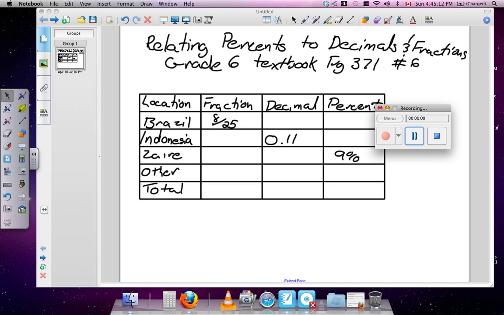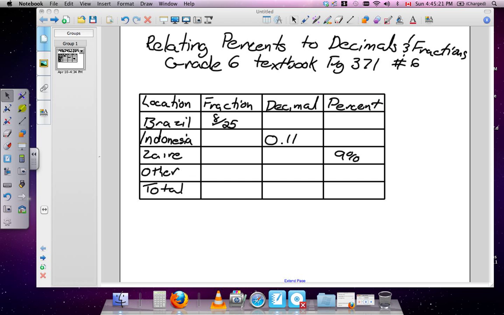Okay, so we're doing relating percents to decimals and fractions. And this is in your grade 6 textbook, page 371, number 6. First thing we need to do is they've given us the location Brazil and a fraction of 8 over 25.